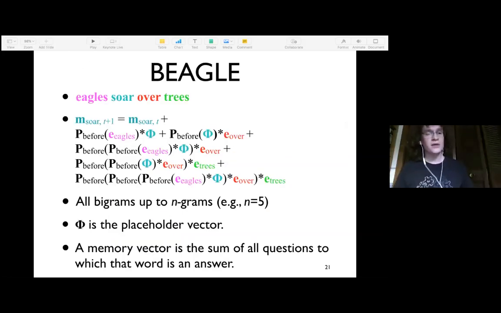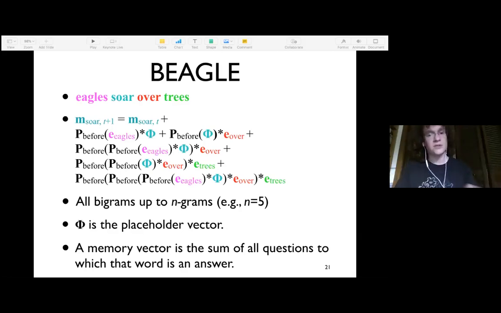So the model we're going to use is BEAGLE. I'm going to go briefly over how BEAGLE works using the toy sentence, eagles soar over trees. The way BEAGLE works is it has a pair of vectors that represent each word. One vector is an environment vector, and it's randomly generated, and it just represents, in principle, what the word looks like when written or sounds like when spoken aloud. There's also a memory vector, and the memory vector is the one that becomes trained to represent the word's meaning.